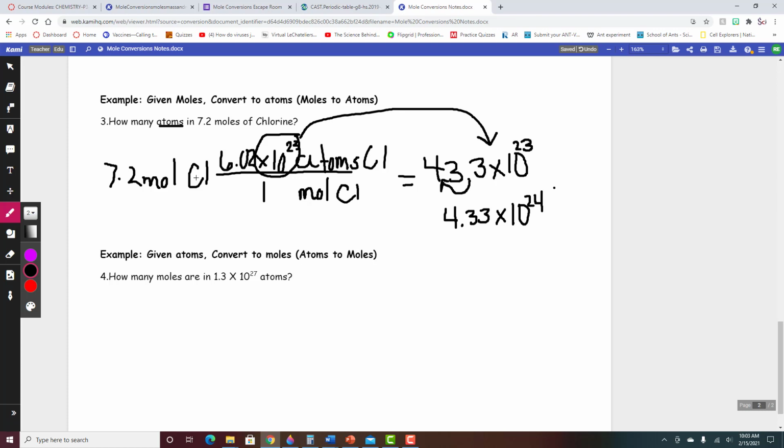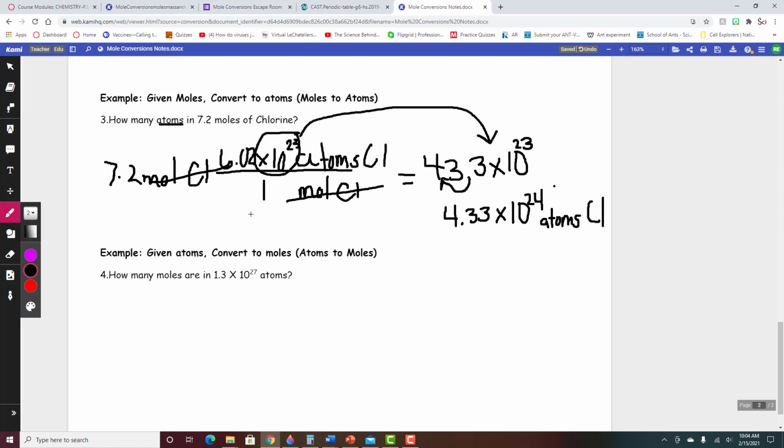Now the last thing I need to do is units. So I have moles of Cl here in front. I'm going to cancel that with moles of Cl down here on the bottom. And then I have atoms of Cl here, and I'm going to drop that off as my unit. Atoms of Cl. So make sure your scientific notation is in correct scientific notation.